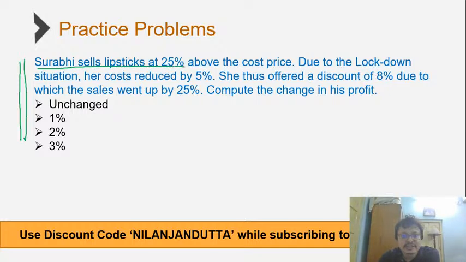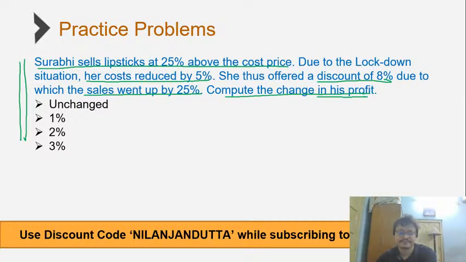Surabhi sells lipsticks at 25% above the cost price. Due to the lockdown situation, her cost reduced by 5%. She does offer a discount of 8%, due to which the sales went up by 25%. The question is saying compute the change in profit. Again, you can pause the video and try solving this for 1.5 minutes. Meanwhile, let me proceed with the solution.